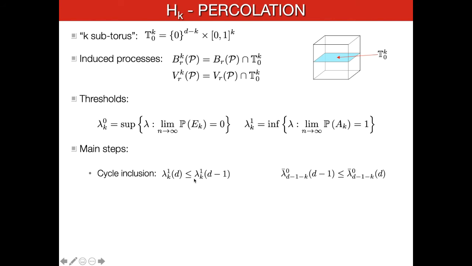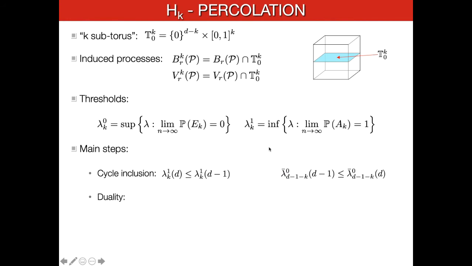It goes the opposite direction if I look at the vacancy. So if I have all the d minus 1 cycles in dimension d minus 1 in the vacancy, then I have them also in dimension d. So these are just relatively intuitive inequalities.